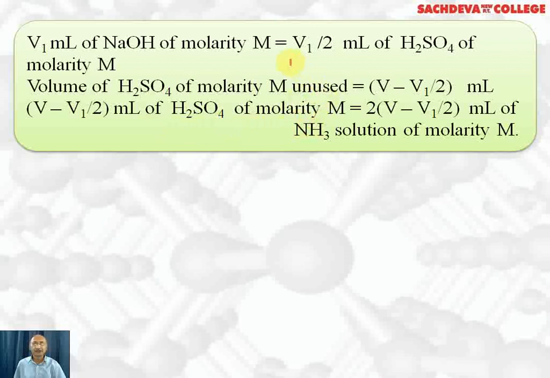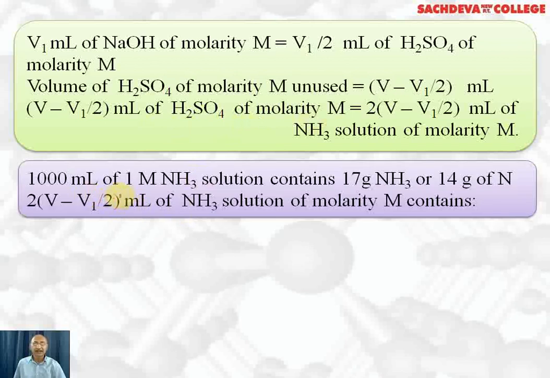This unused amount is what reacted with NaOH. So it means the rest was neutralized by ammonia. So V minus V1 by 2 ml of sulfuric acid of molarity M will neutralize twice of V minus V1 by 2 ml of ammonia of molarity M. Why? Because 2 moles of ammonia will combine with H2SO4 to form ammonium sulfate.